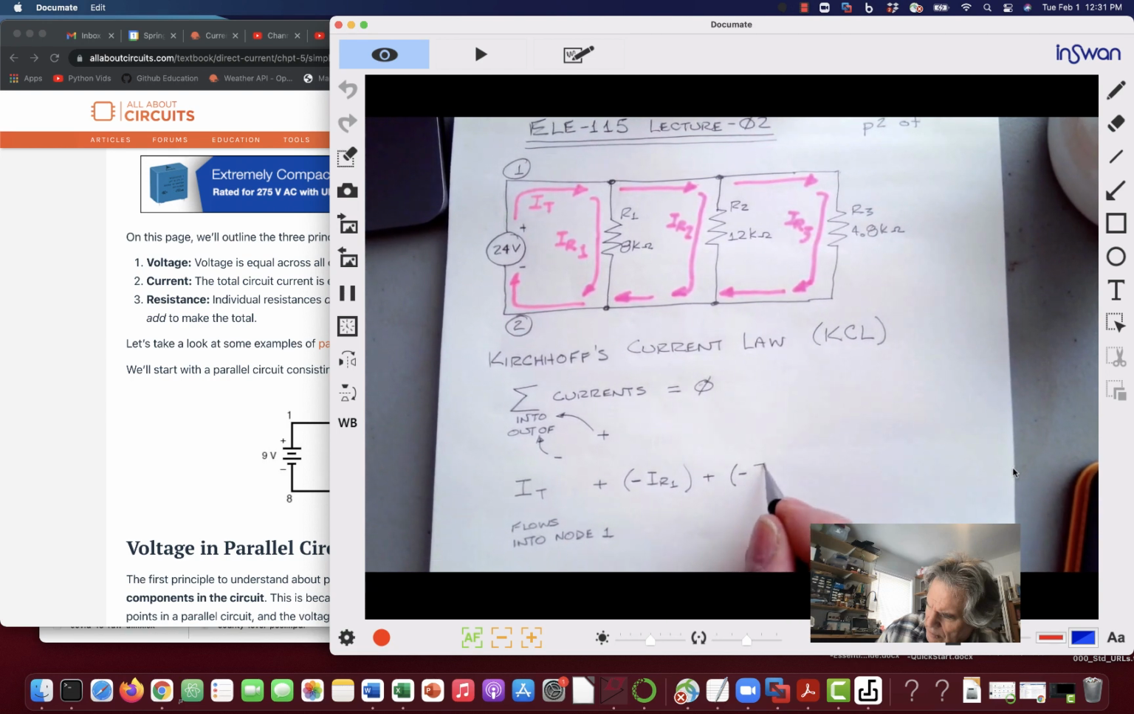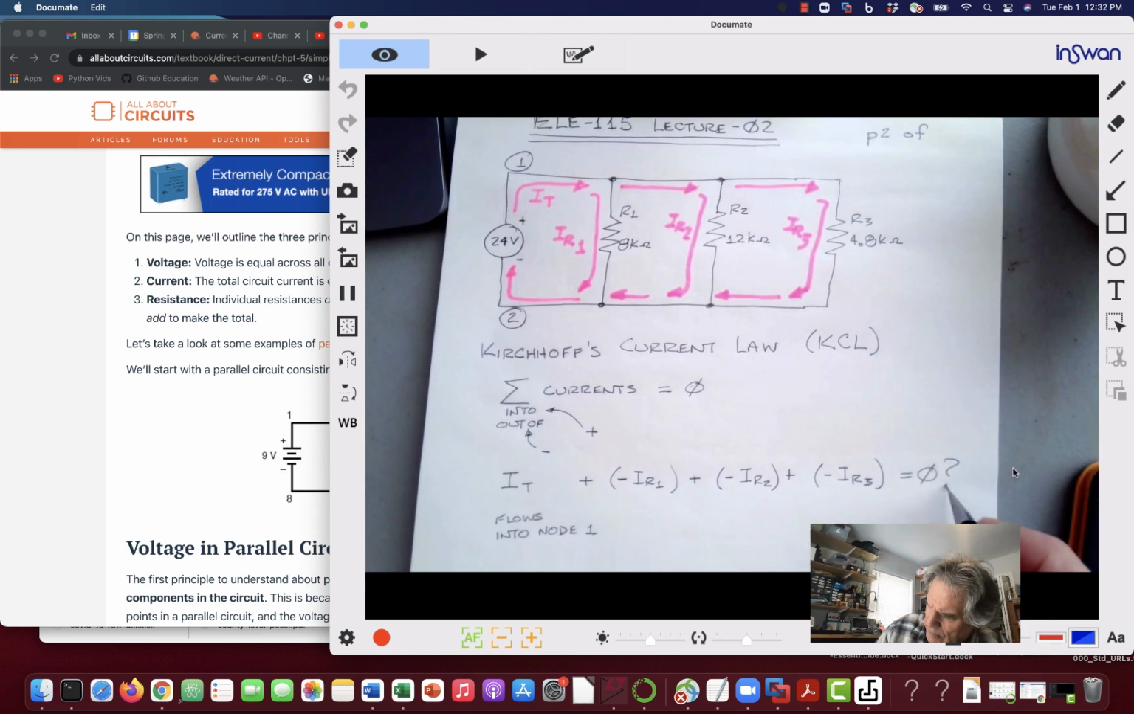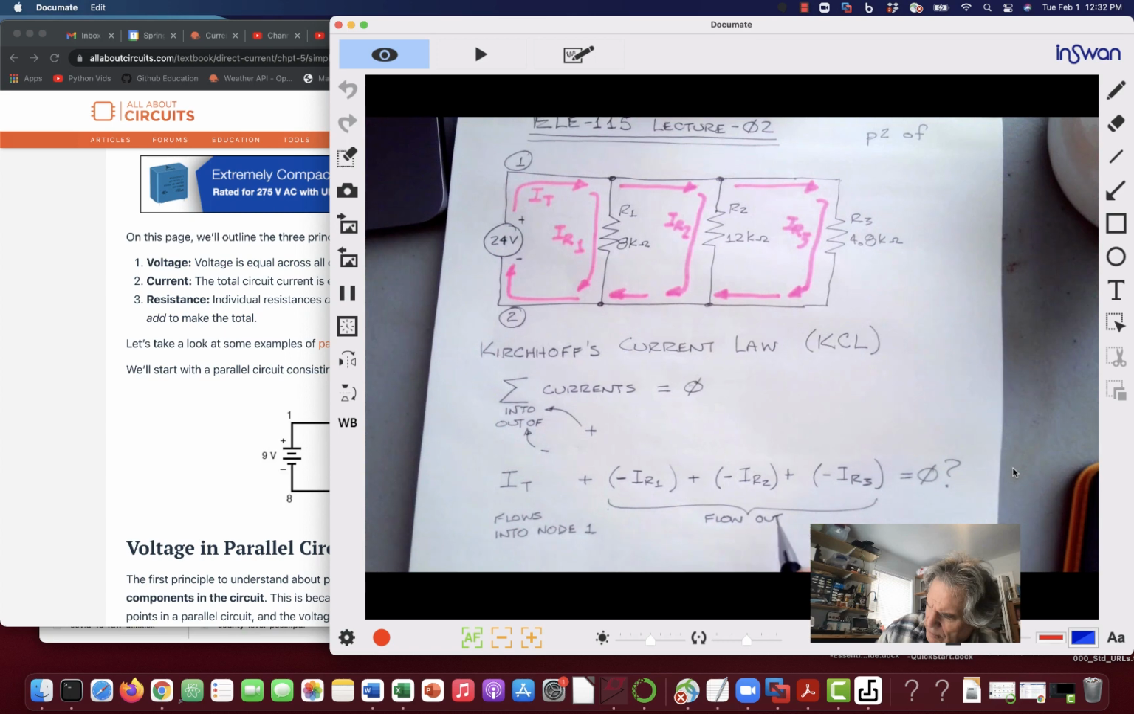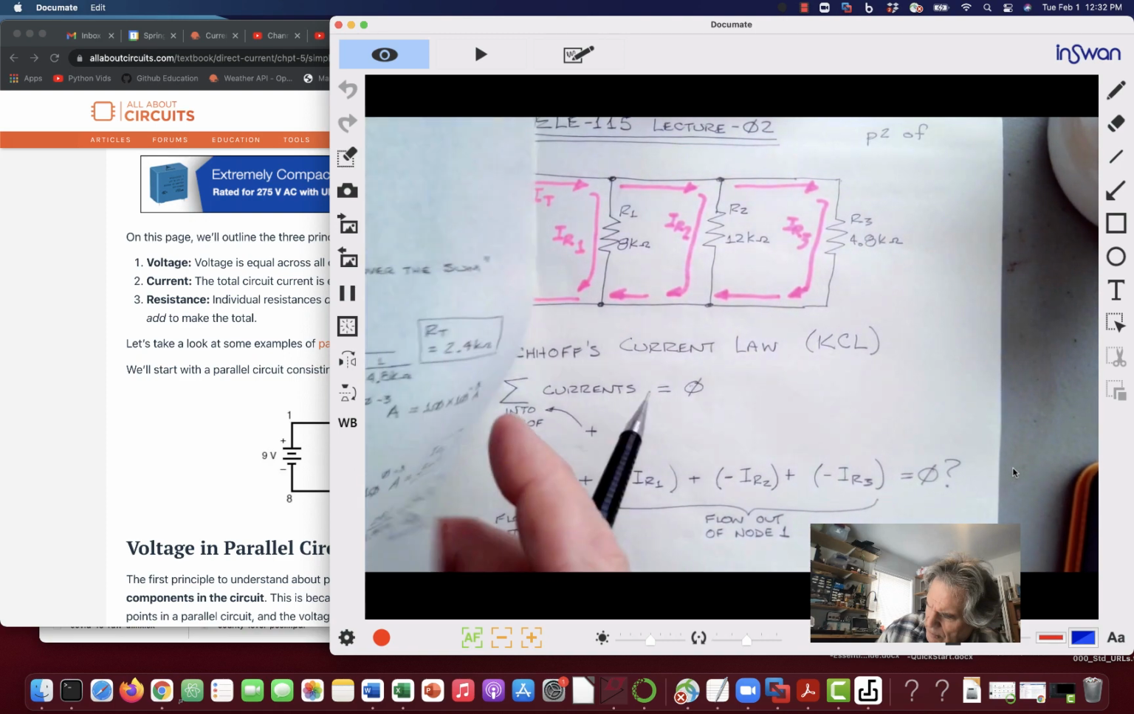So yeah, it may seem overly complicated, but it's how I do it. I'm just trying to make a point here. Now, does this equal 0, or 0 amps, I suppose? And so what I have here, that flows into it, and these guys flow out of node 1.